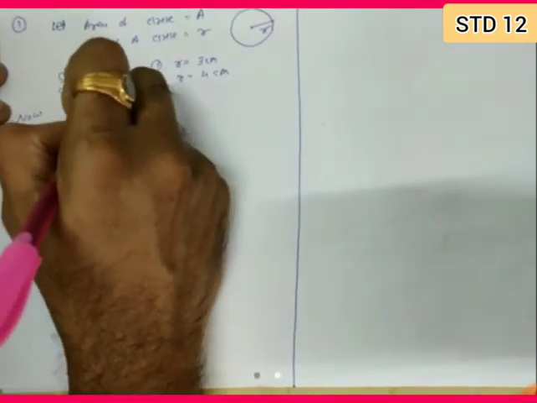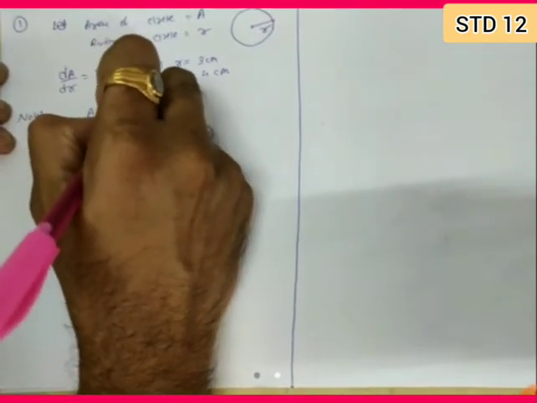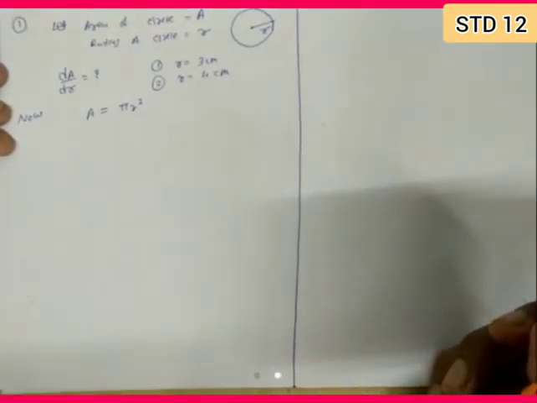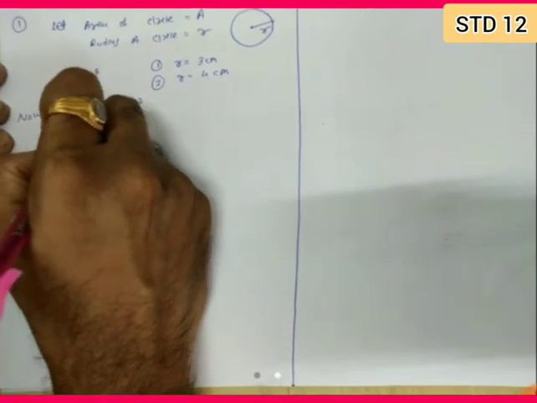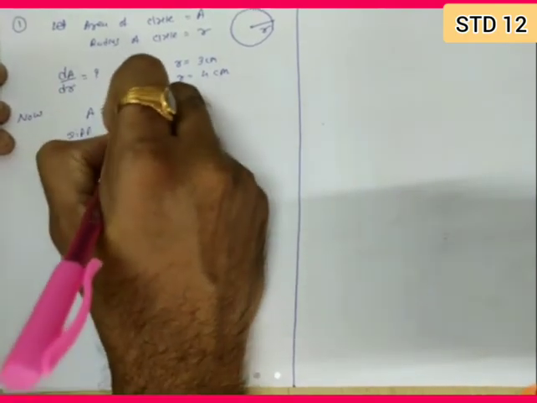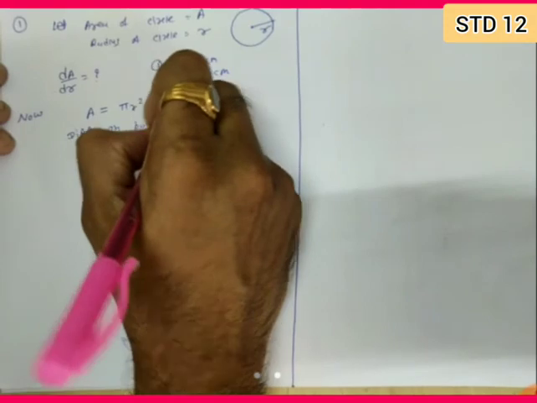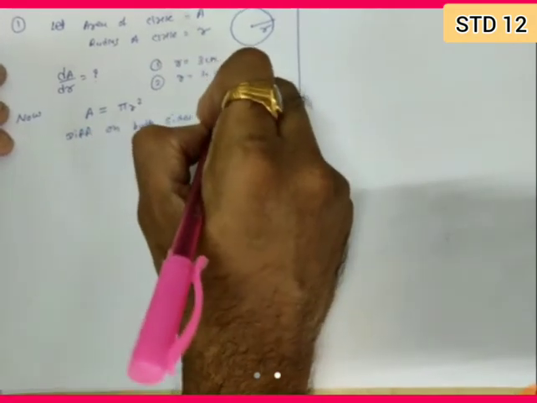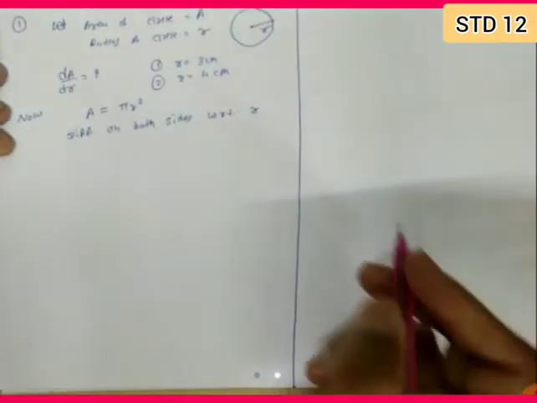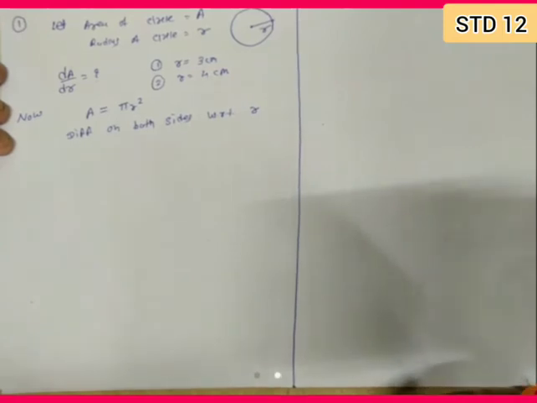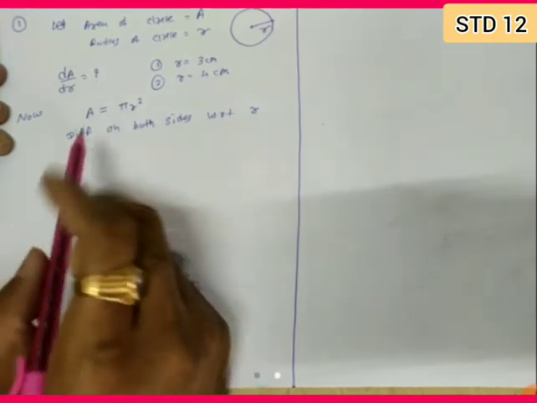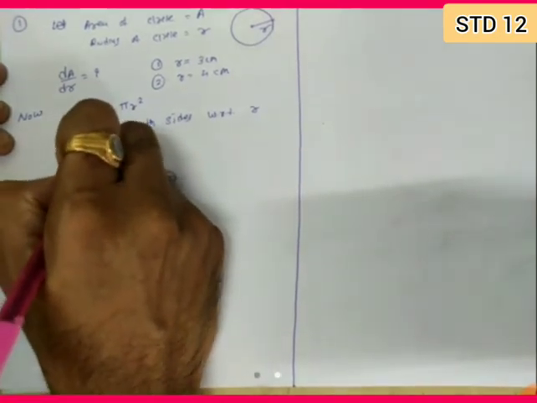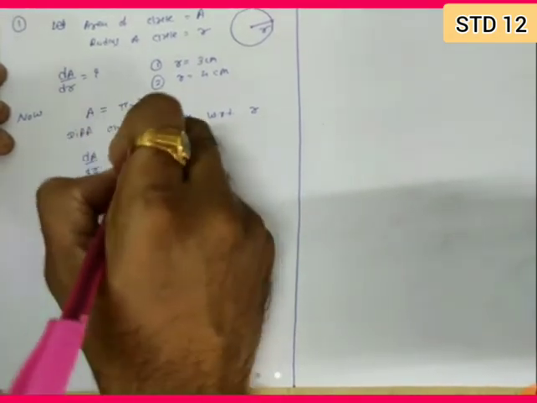So now area of circle is given by pi r square. Rate of change of area with respect to r. So for that you have to differentiate on both sides with respect to r, because we have to find the rate of change of area with respect to r. So dA by dr is equal to 2 pi r.